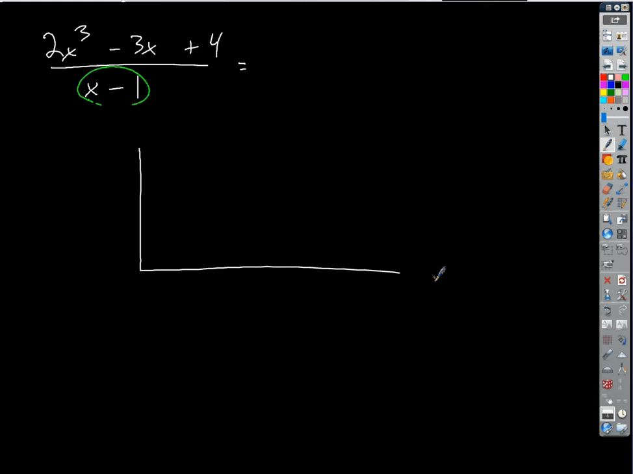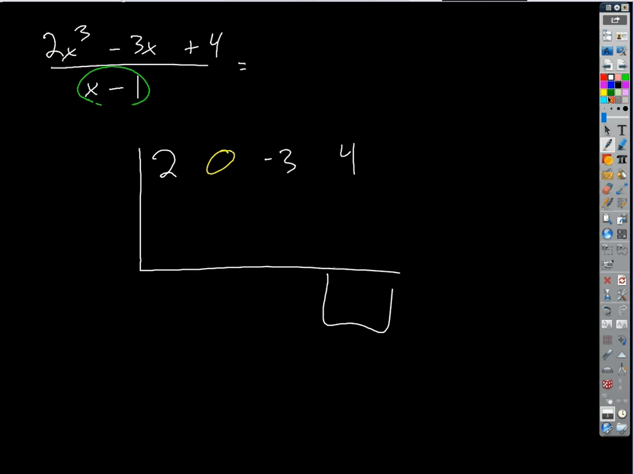2. So 2, 0, 0, good. How come 0? Because there's a term missing between x cubed and x. Right, so we need to leave a column for every power of x, and we start with x cubed. Well, that means we've got to have x squared, x, and the constant. There is no x squared term, right? So we have to have a 0 coefficient. So we add the 0, then we do -3 in the x column and 4 in the constant column, and there's our remainder box, right?